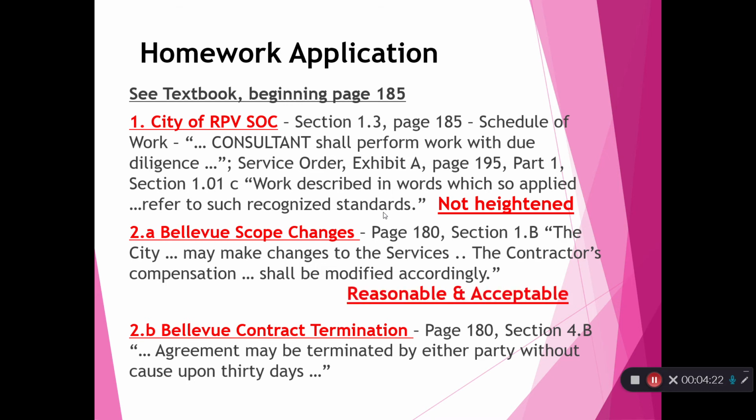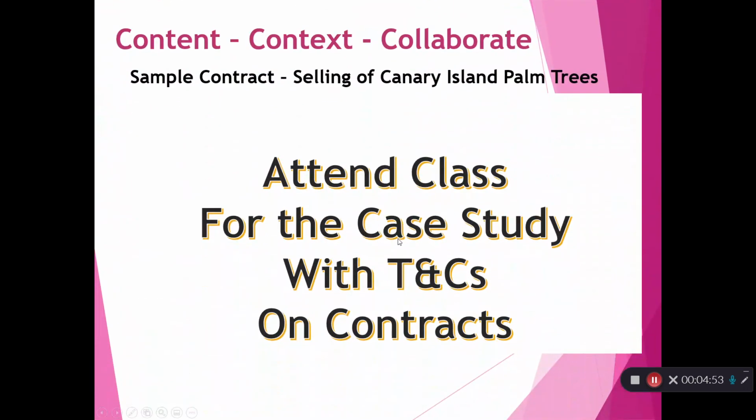So it's not heightened. When we look at part 2A, the contractor's compensation is going to be modified with those changes. It doesn't say how, it implies it'll be negotiated, so it's a reasonable and acceptable clause. And when we get to part 2B, we find that either party may terminate without cause. Now, without cause might sound kind of rough, but because either party has that ability to do so, it's considered reasonable and acceptable.